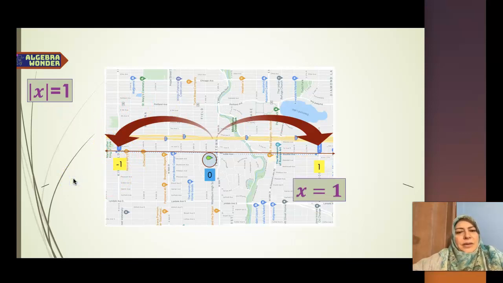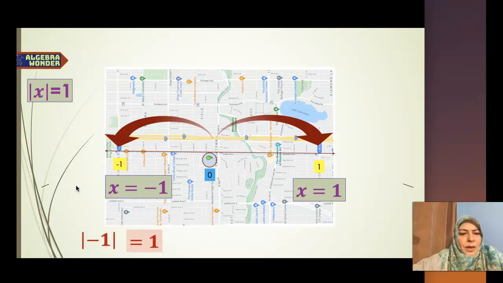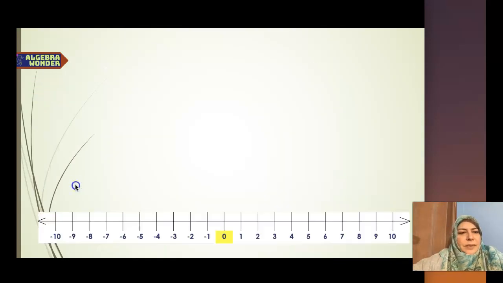So they say X, the position, can be 1, or it can also be -1, because both of them have the same distance from Justice Page, which is just 1 mile. The absolute value of -1, which is the distance to -1, is 1 mile. The absolute value of 1 is 1, because the distance from 0 to 1 is 1. So we have 2 places here.